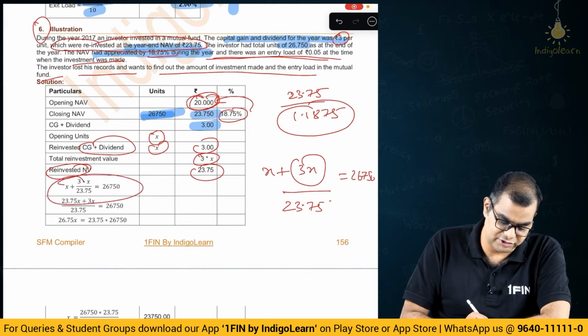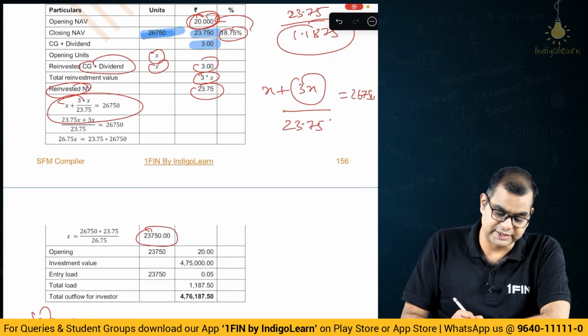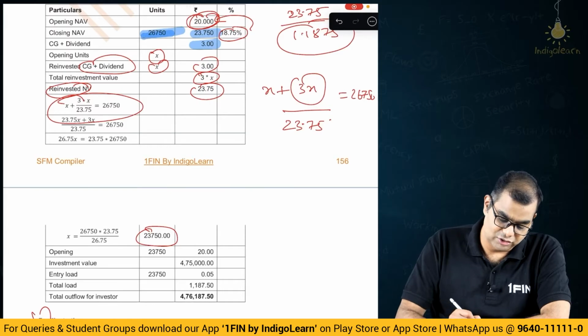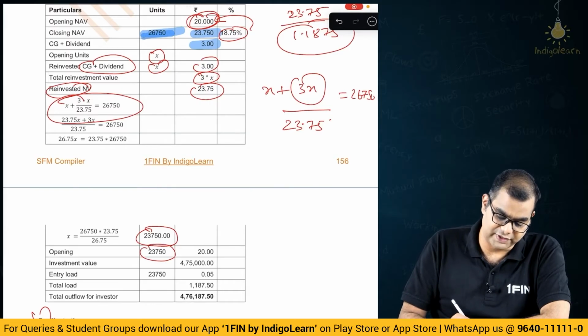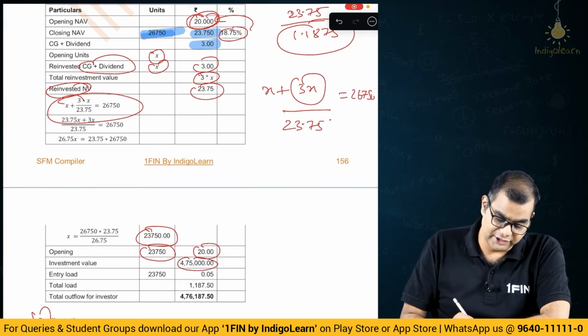You solve for this equation, you get a value. What is the value? You get the value of X as 23,750. So, opening units are 23,750, and you had opening NAV of 20. So, your investment was 23,750 into 20, which is 4,75,000, and you also paid an entry load. Entry load of how much? 0.05.